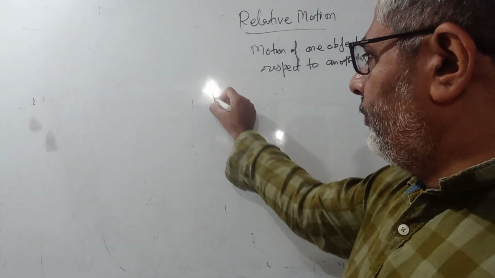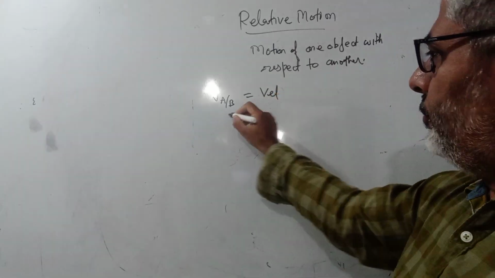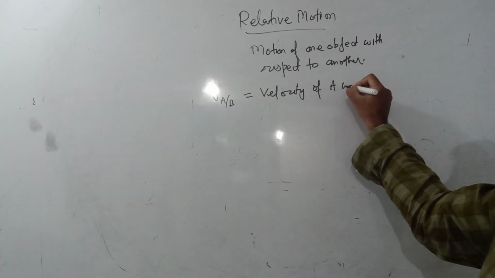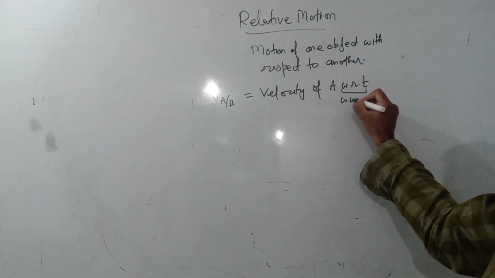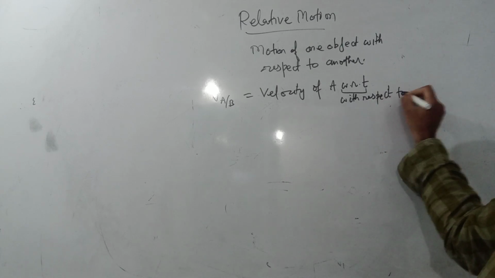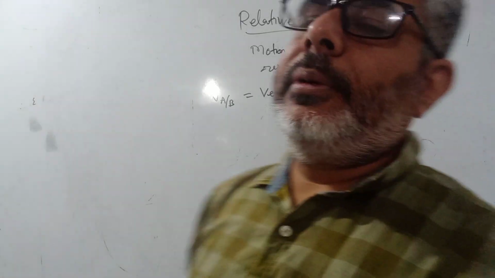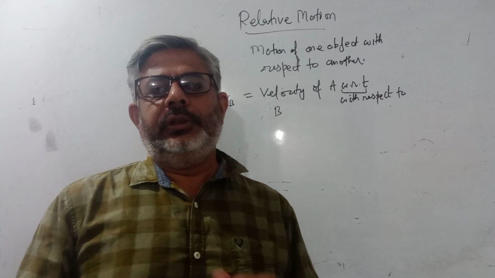Now the terminology that we use is like VA with respect to B. Now this means whenever you see this kind of symbol in physics, then remember it's velocity of A with respect to B. So we can have all the kinematical quantities with respect to each other.